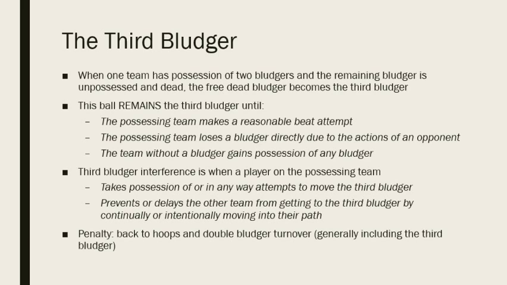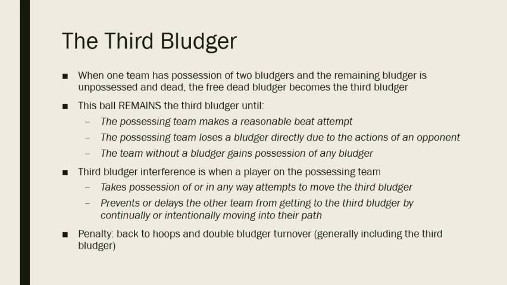Now, the thing to keep in mind here is that this ball remains the third bludger until one of these things happen. Either the possessing team makes a reasonable beat attempt, the possessing team loses a bludger directly due to the actions of an opponent, or the team without a bludger gains possession of any bludger. So, let's unpack that. A team has 2 bludgers, the other team has no bludgers. That third bludger is the third bludger unless the team makes a reasonable beat attempt.